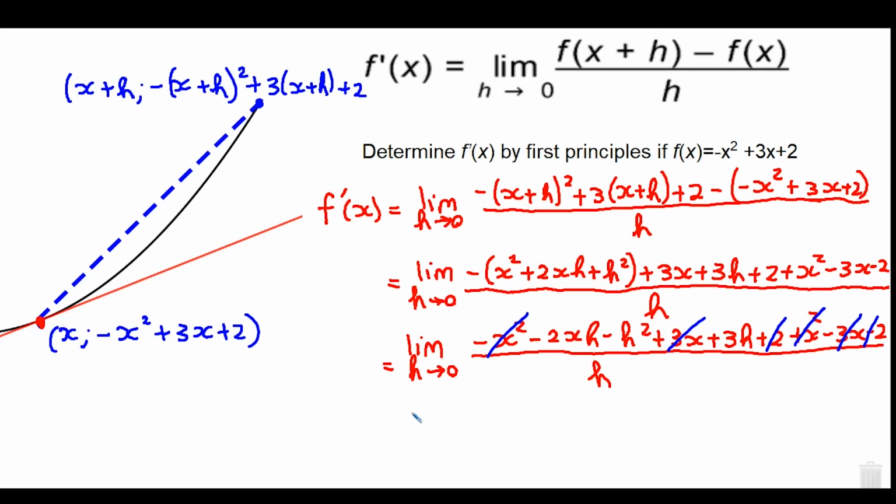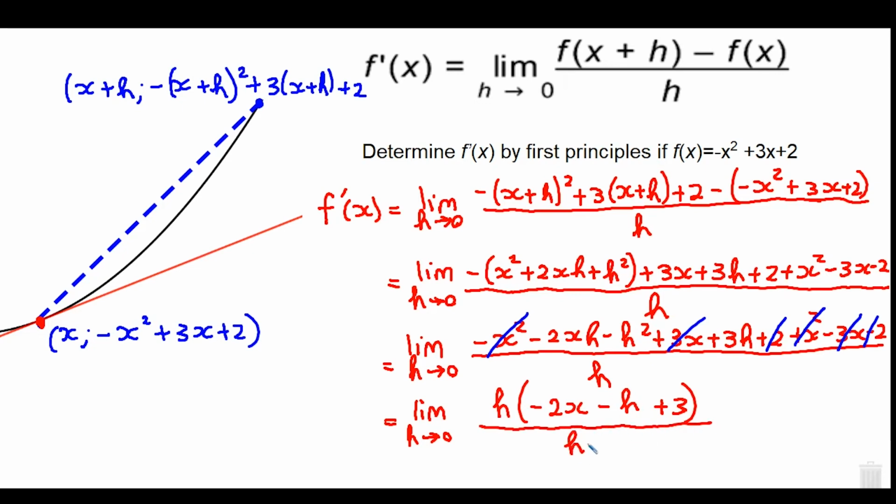Okay, we've got a problem because we can't let h be 0. If we let h be 0, we actually get 0 on the top and 0 on the bottom, and that's undefined. But what we can do is factor out an h on the top, in which case we get negative 2x minus h plus 3 over h. Because h is not 0, we can now divide the numerator by h and the denominator by h.